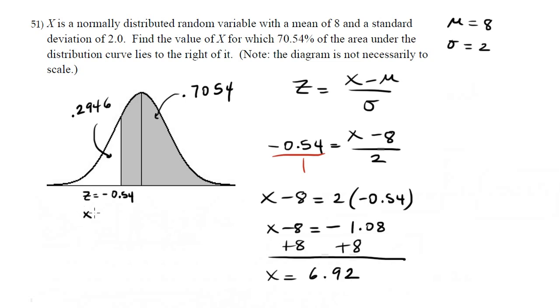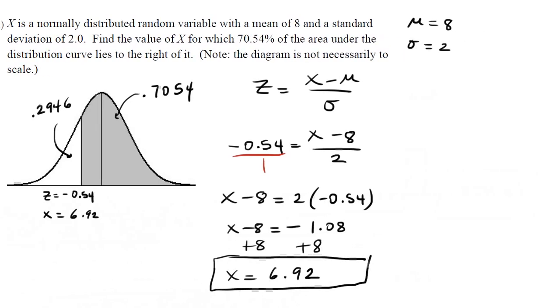So this z value is negative 0.54. X equals 6.92. And that's the x value there. All these problems have the same kind of slant to them.